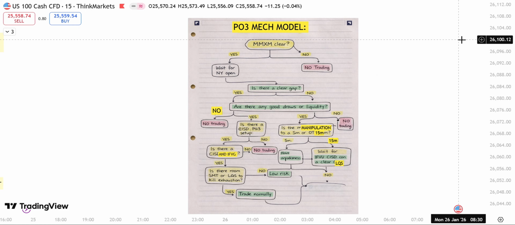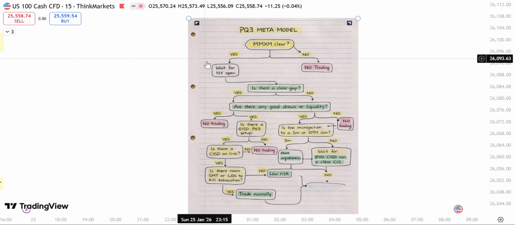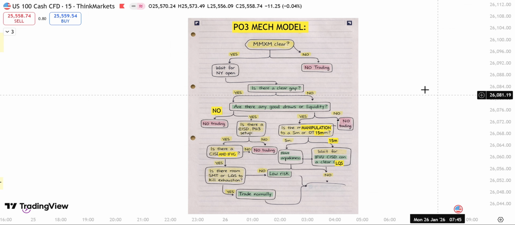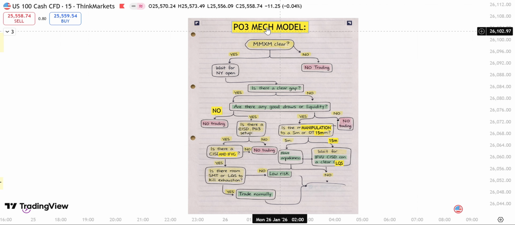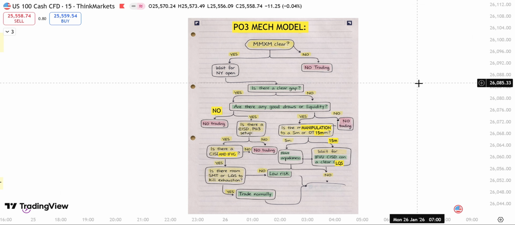So the first thing that I have to do is ask: is the market maker model clear? This can be a market maker buy model or market maker sell model. Is it clear? If it's clear, then wait for New York Open, because that is when I trade. If it's not clear, then no trading, because the market maker model is my bias.